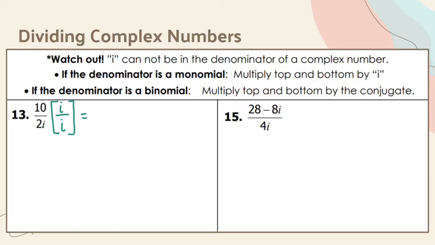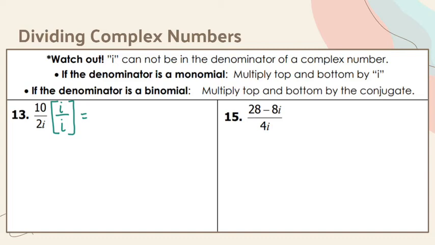Now, I want you to notice that i over i is just a very fancy way of writing the number 1, because anything divided by itself is 1. So if you multiply 10 over 2i by 1, you're not changing its value. You're just changing the way it looks, because we chose a very specific way of writing the number 1 as i over i so that we can make this look like what we need it to look like. We can manipulate it into being in proper form.